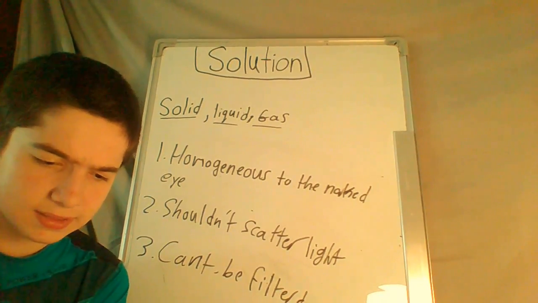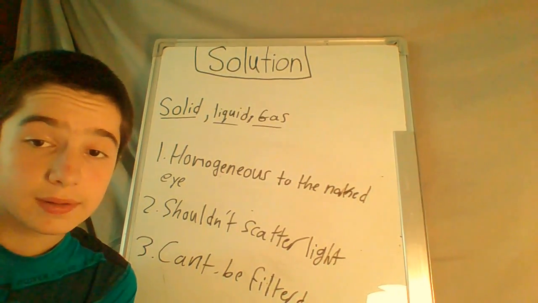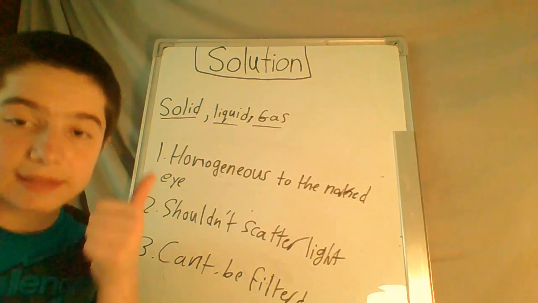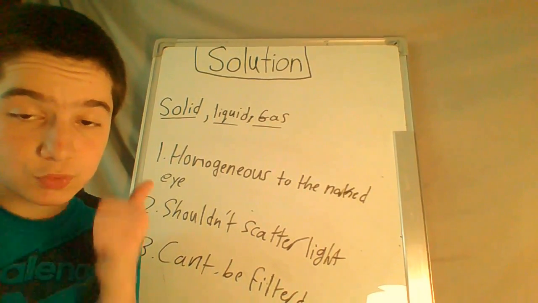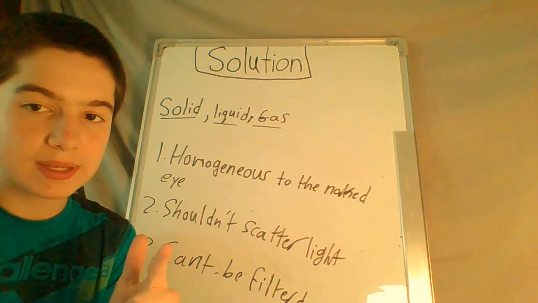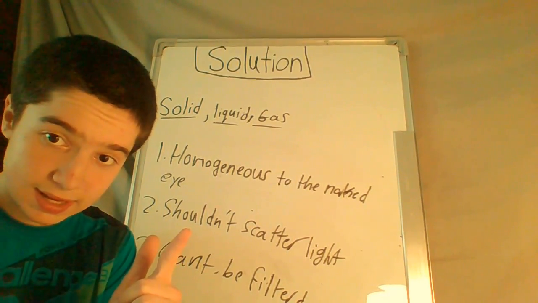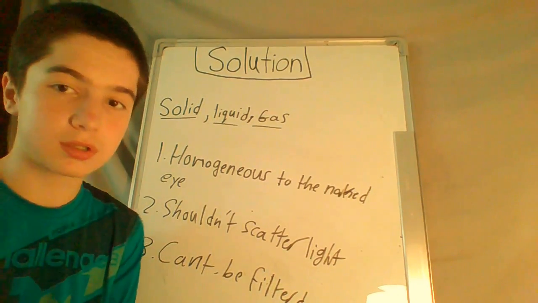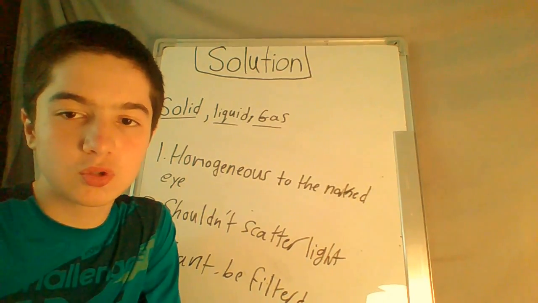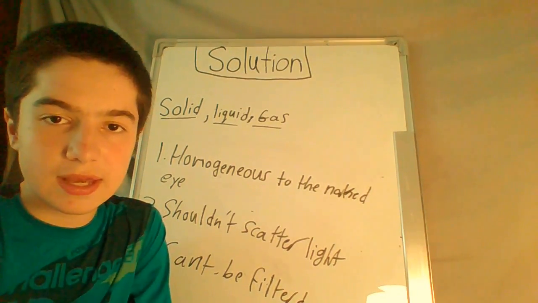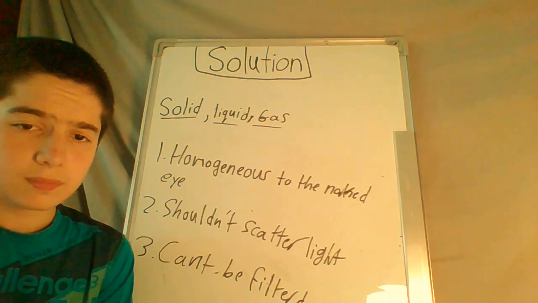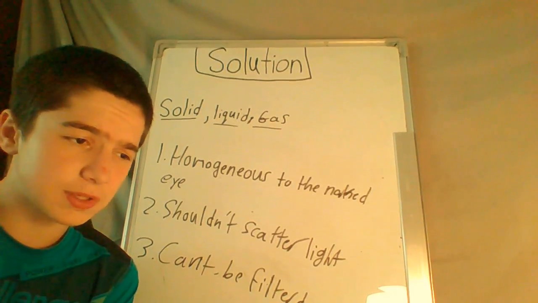But how can we separate them? Great question. One, it can be distilled. Two, it can be separated using chromatography. So chromatography and distillation are two ways that are used to separate a solution. So that's pretty much about solutions.